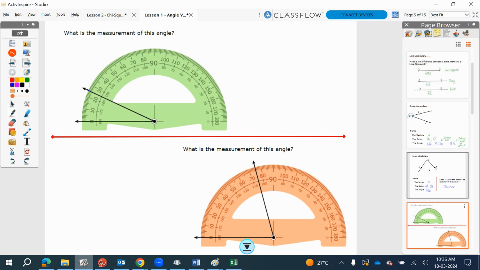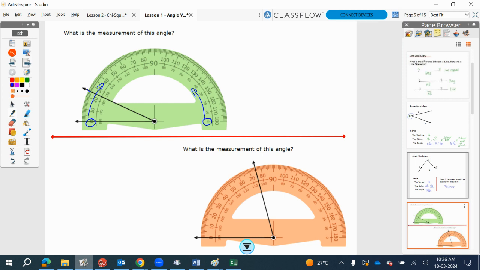What is the measurement of this first angle? So in order to use the protractor, if you notice, starting here we have 0, we go around in this direction up to 180, but also we start with 0 here. So you have to be careful whether you're using the interior or the exterior markings of this device.